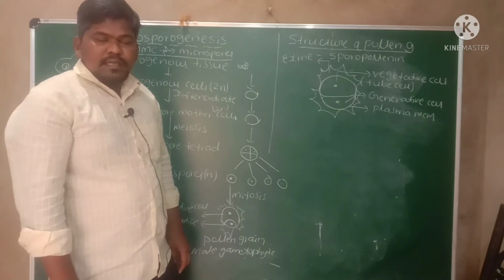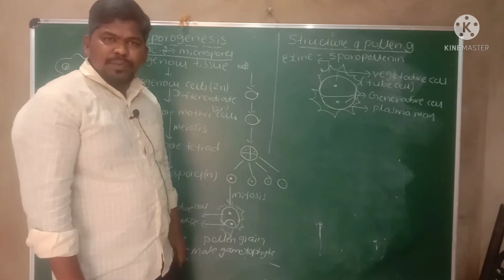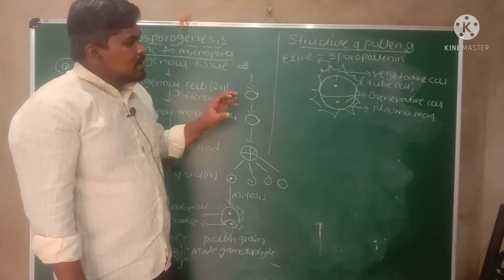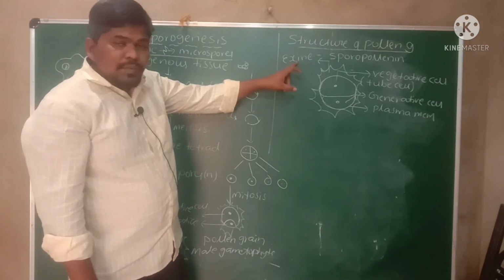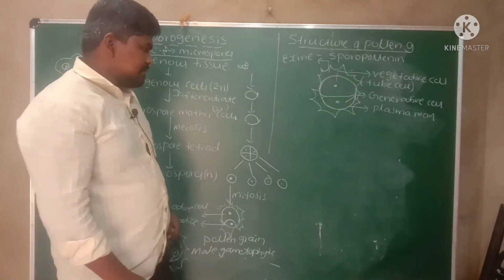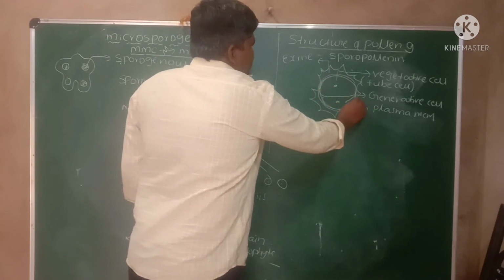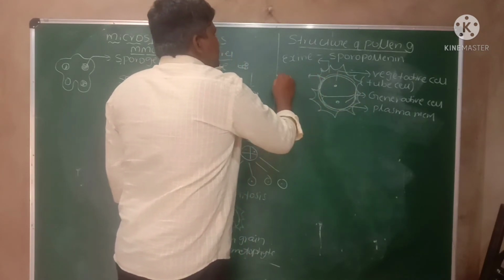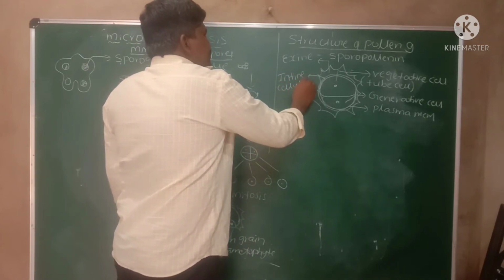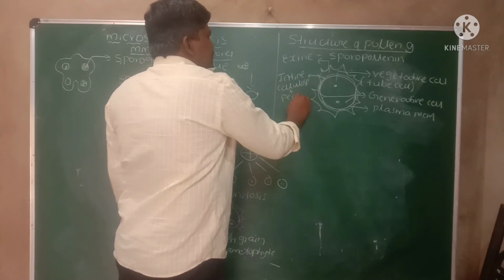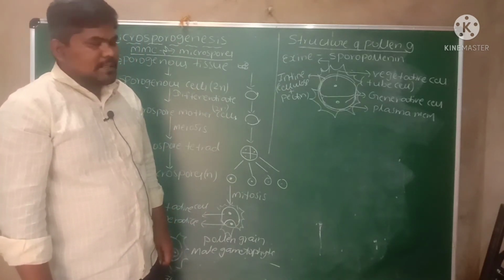Sporopollenin cannot be digested by any enzyme. Enzymes cannot digest the sporopollenin. Hence, the sporopollenin forms a hard protective outer layer of the pollen grain, called the exine. Then inside the exine there is another layer called the intine. The intine is made with cellulose and pectin. That is about the structure of pollen grain.